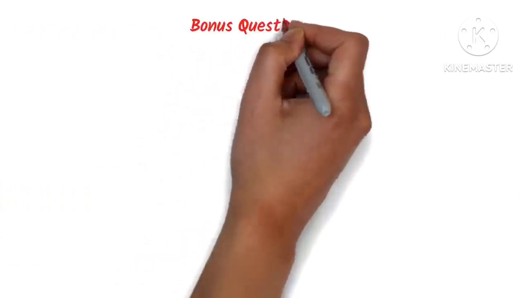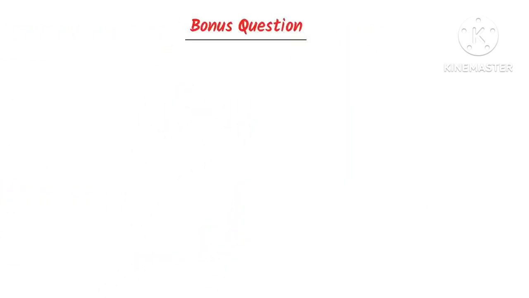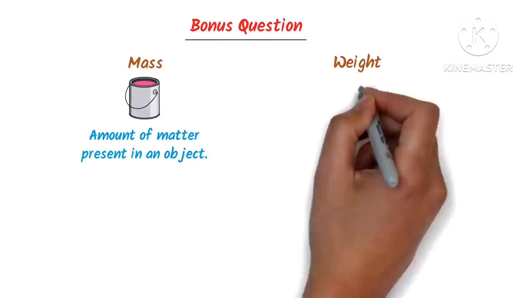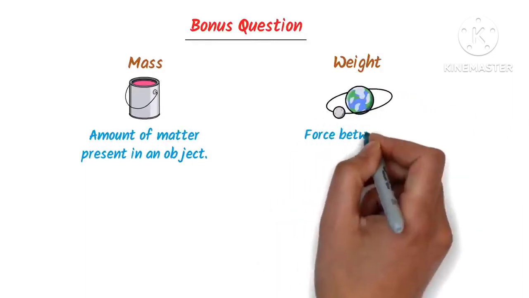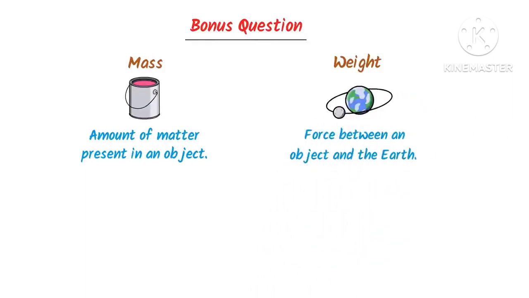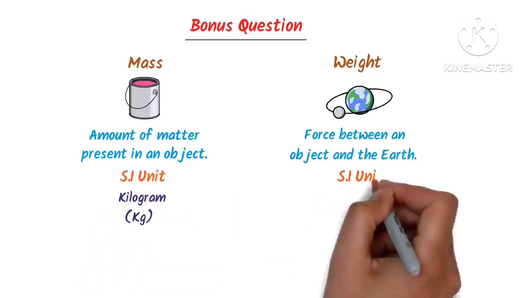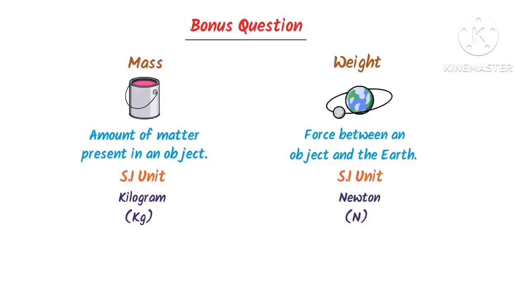Also, let me teach you one bonus question. What is the difference between mass and weight? Well, mass is the amount of matter present in any object, while weight is the force between the earth and an object. The SI unit of mass is kg and the SI unit of weight is Newton. So note down all these important points.